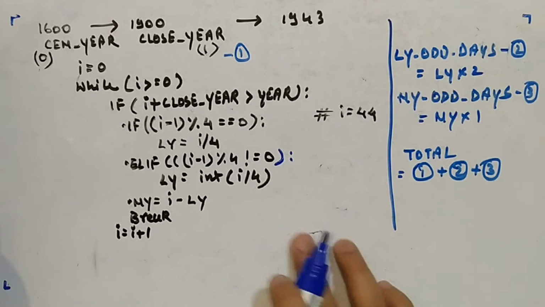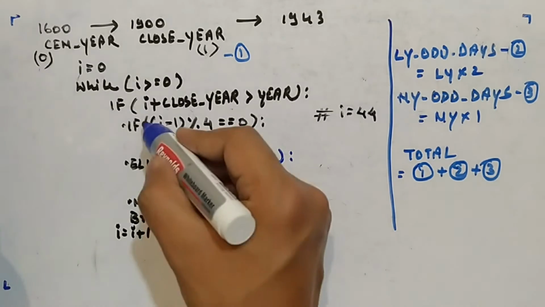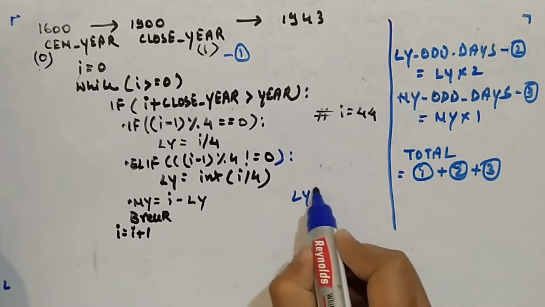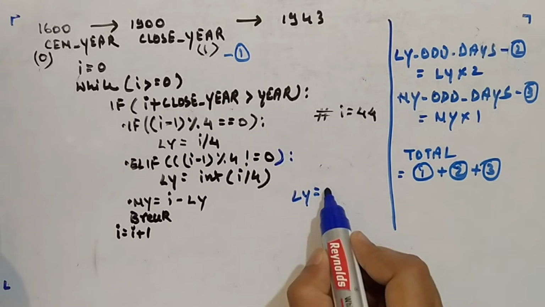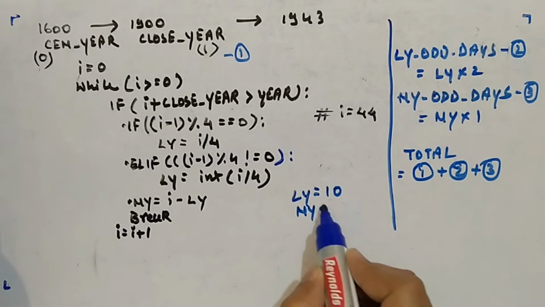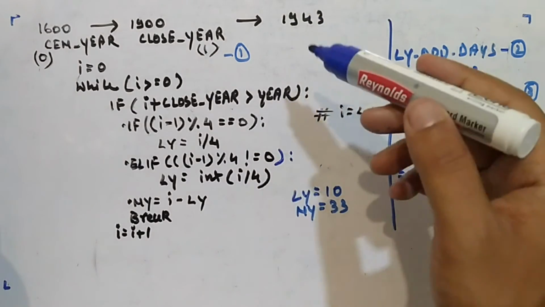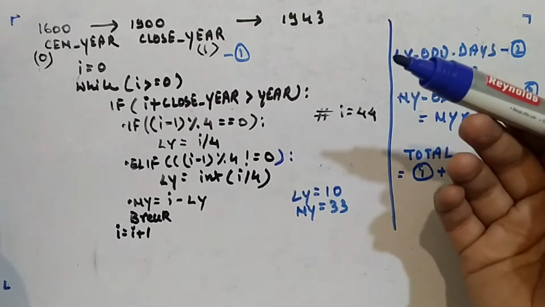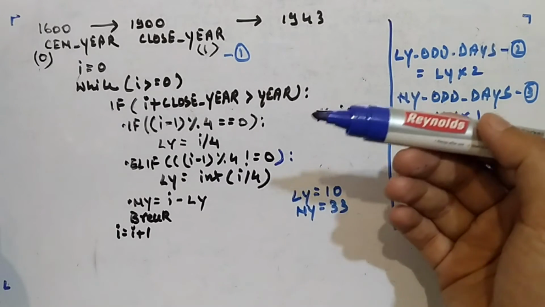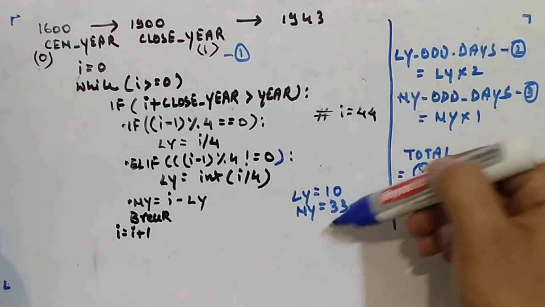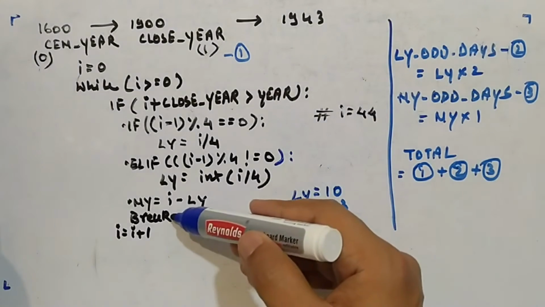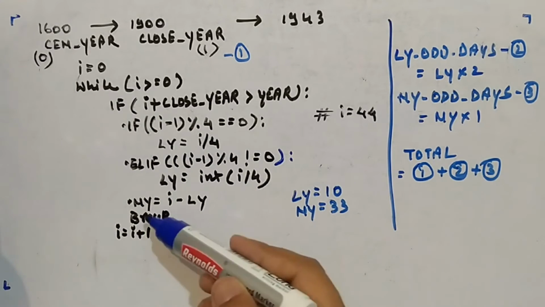So after completing this whole line, you will have leap year equal to 10 and normal years equal to 33. So out of 43, how many are leap years and how many are normal years? That's what I am checking. Once I get these, my job is done, and I'll break this while loop and come out of it.